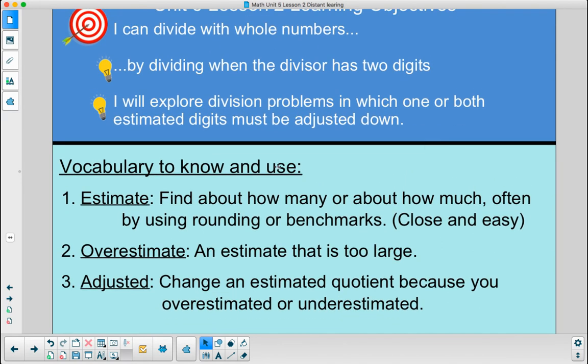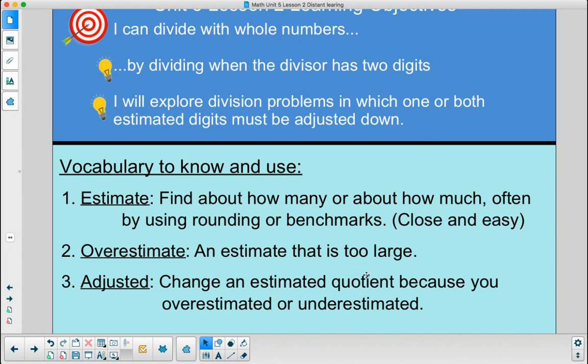Vocabulary that you should know and use. Estimate, find about how many or about how much, often by using rounding or benchmarks. Close and easy is what I always tell students. Something close to the real numbers, but easy to use. Overestimate, an estimate that is too large. If you estimate and it's too large, it's called an overestimate. Adjust is to change an estimated quotient because you overestimated or underestimated.